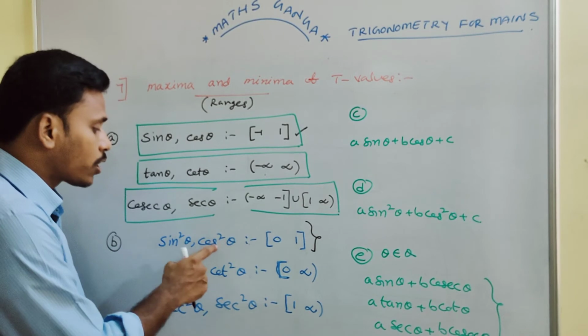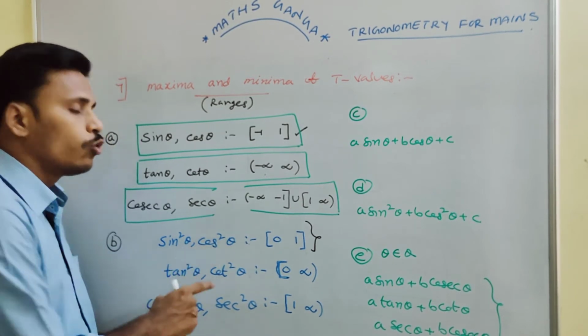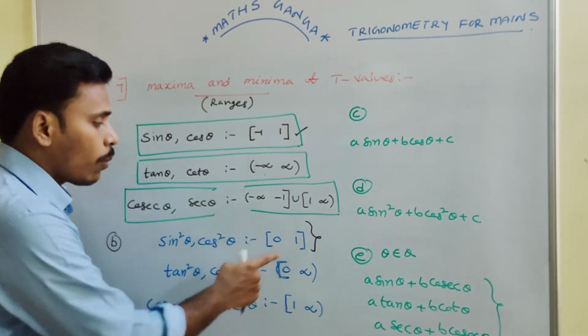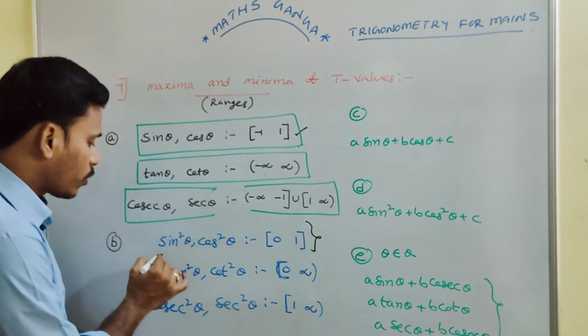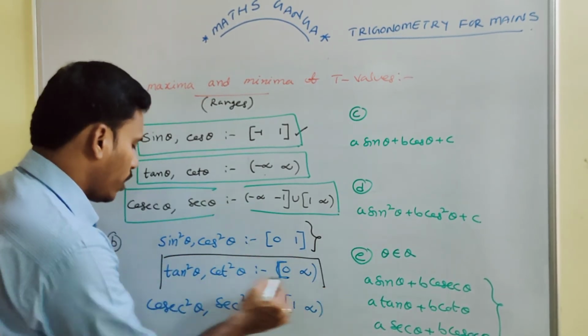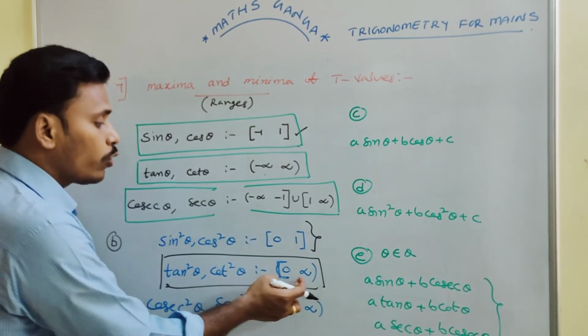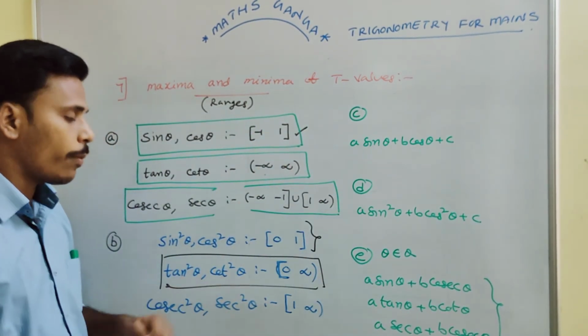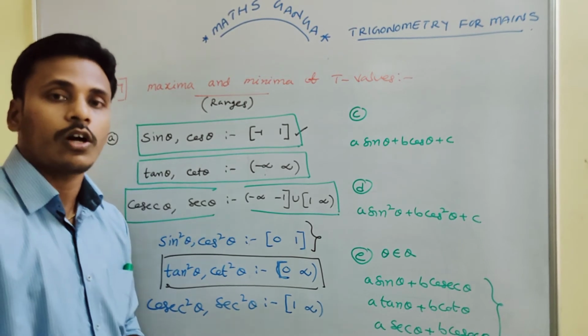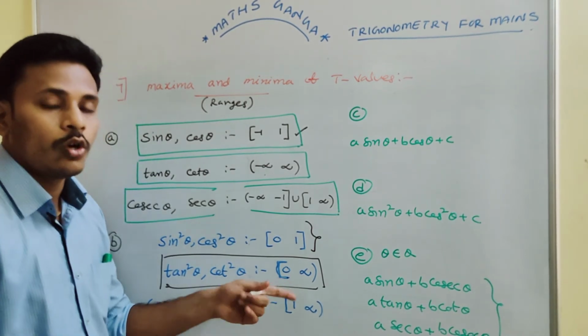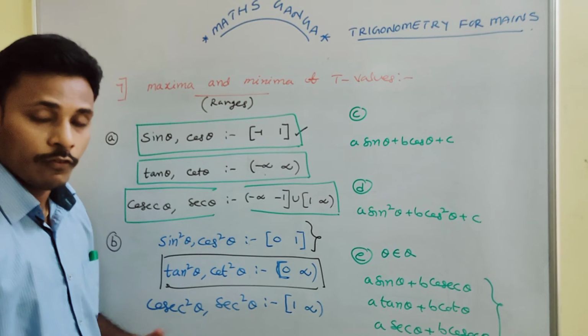So if anybody asks you the minimum value of any one of these two, you say it is 0 and the maximum value is 1. Whereas for tan square theta and cot square theta, if you square this region, it comes under positive. So 0 to infinity is the range for these two trigonometric values, tan square theta and cot square theta. The minimum is 0, whereas the maximum is an unknown infinite value.